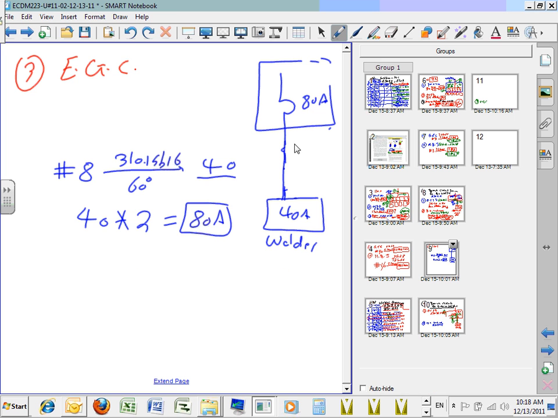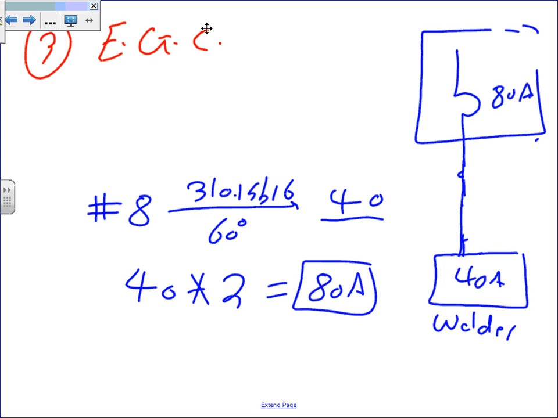Defeats the purpose. Okay. Any questions, guys, about this? So the last thing I want to size is the equipment grounding conductor.